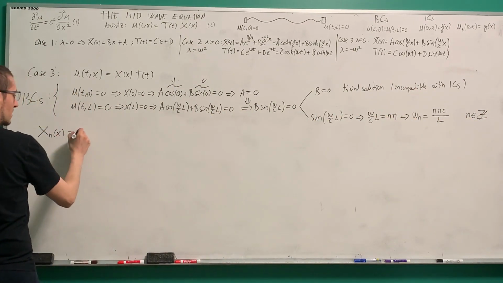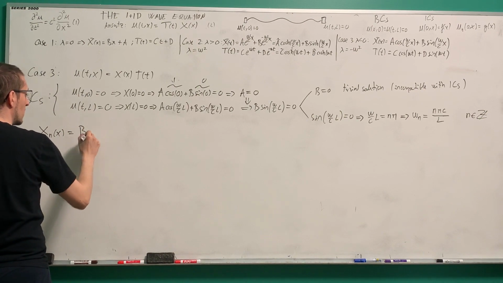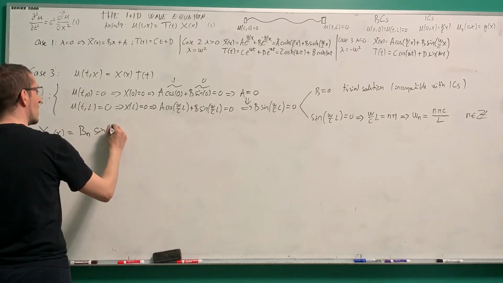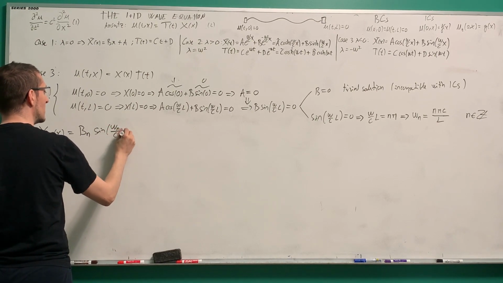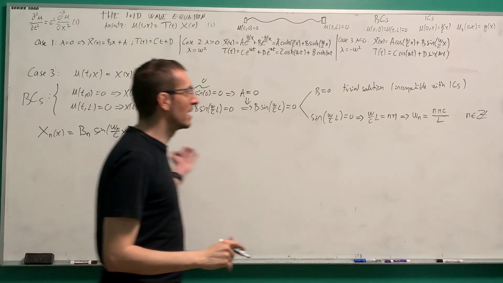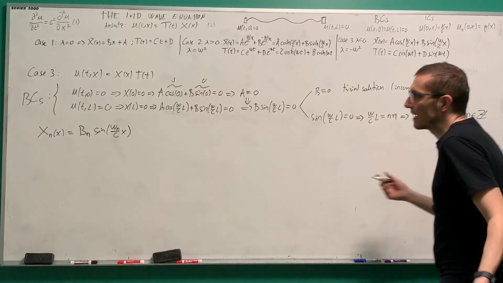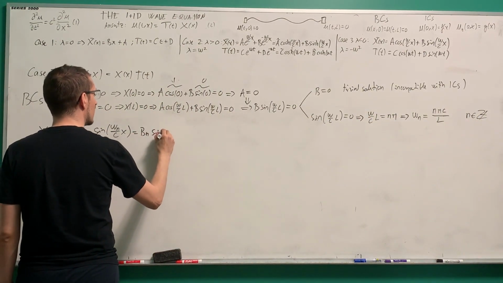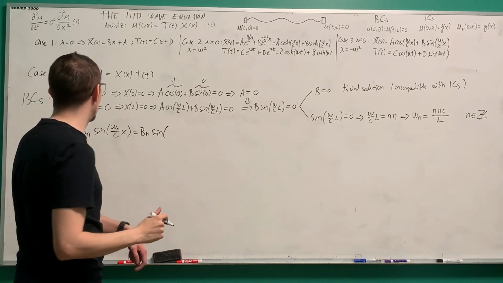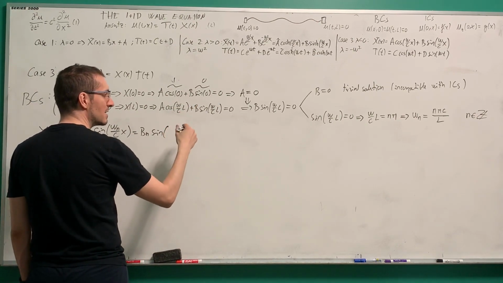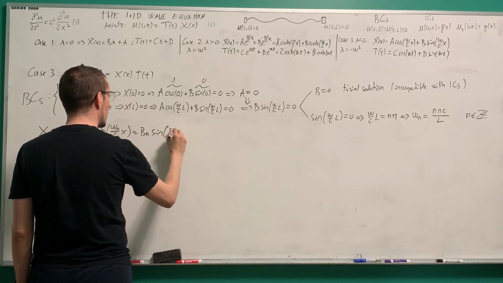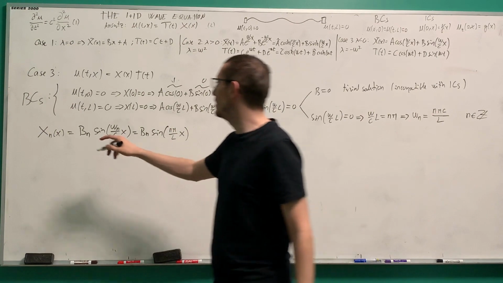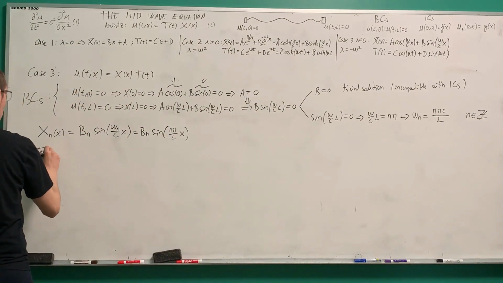So X_n(x) is a constant, one different constant per case, so b_n sine(ω_n/c x), where ω_n is each of these solutions. I can substitute, right? If I substitute, I get b_n sine, where ω is nπc/L. So the c cancels the c, and I get nπ/L x. Now let's compute what the T_n's would be.